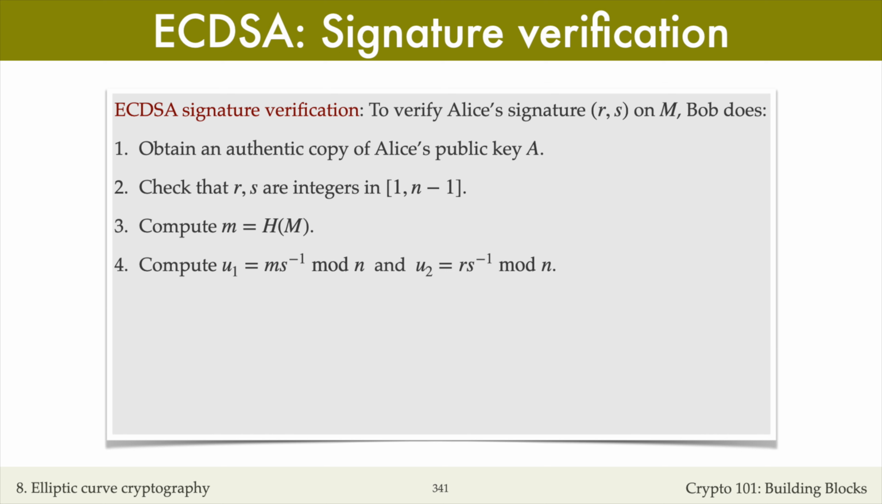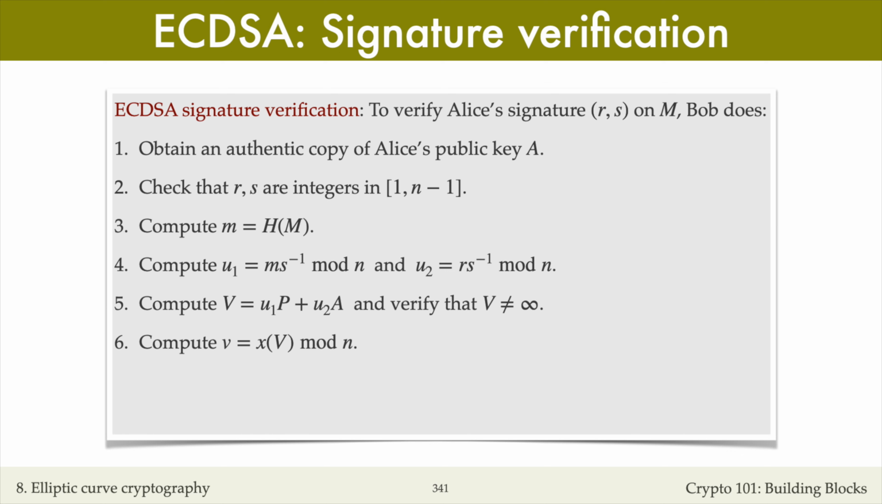So here's what Bob does. Bob computes U1 by multiplying the hash value little m and S inverse modulo n, and U2 as R times S inverse modulo n. Note that S inverse mod n exists because S is non-zero. Bob then computes the point capital V as U1P plus U2A and verifies that the point V is not the point at infinity. If it is, then Bob rejects the signature.